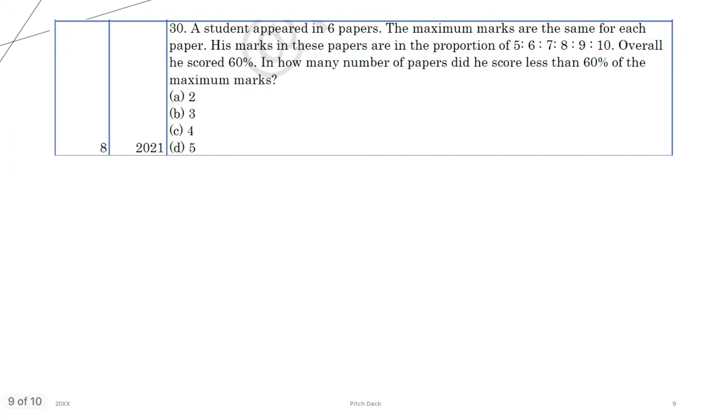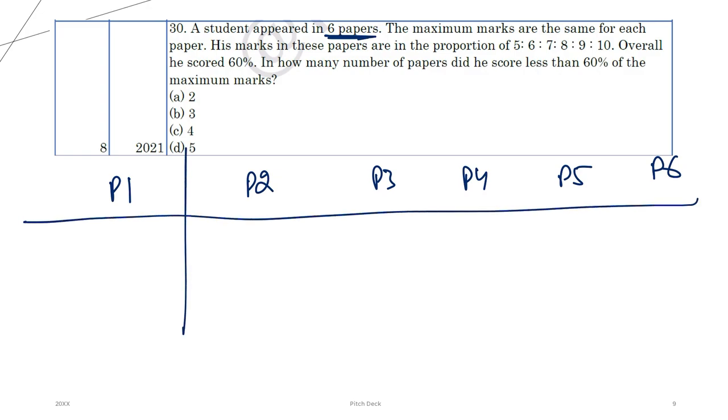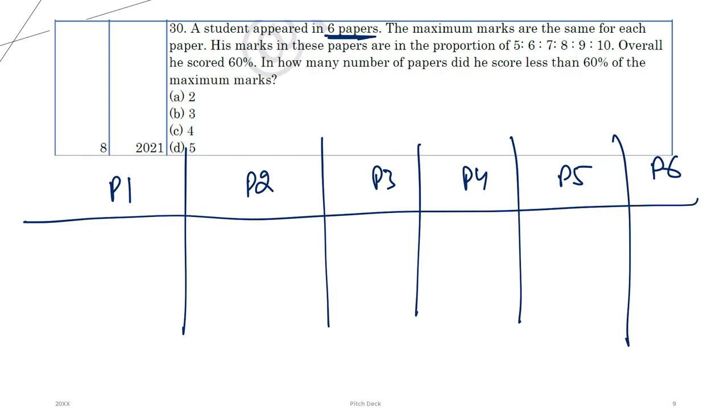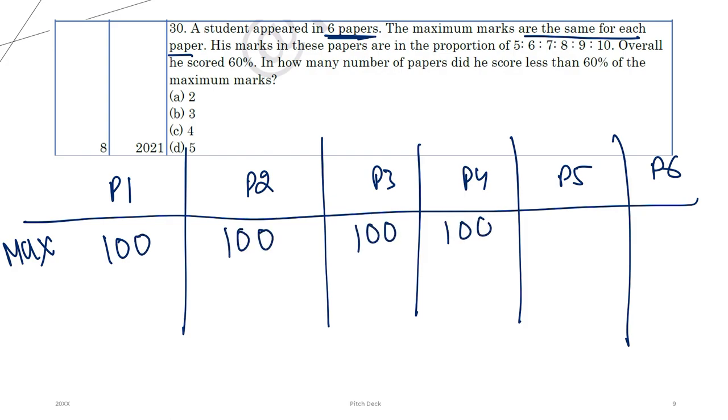Right? Now moving on, this is the last question in our previous year question compilation. A student appears in 6 papers. So there were 6 papers: paper number 1, paper number 2, 3, 4, 5 and 6. The maximum marks are the same for each of the papers. Suppose we say it is a 100 marks exam. That means the maximum a person can score is 100 marks. I'm just using this value as a simplification to make you understand.